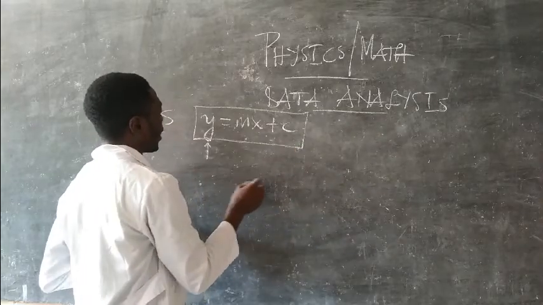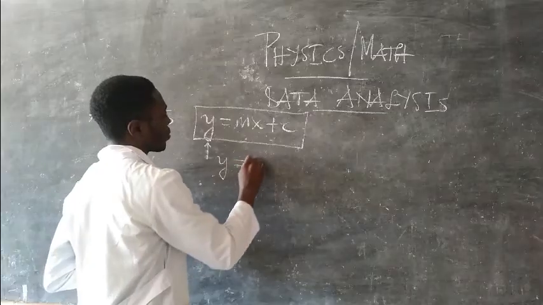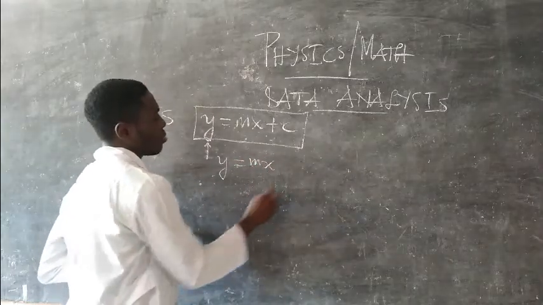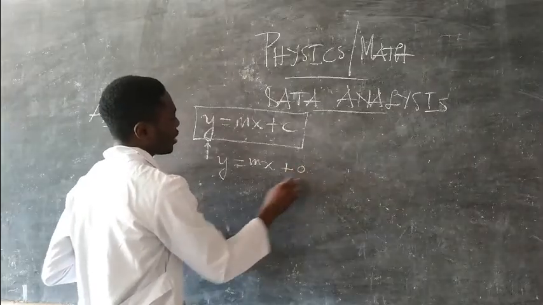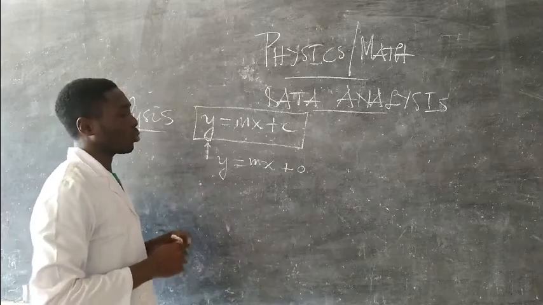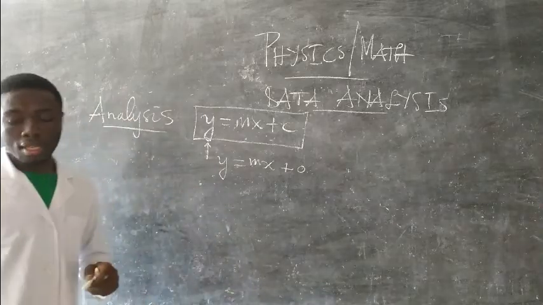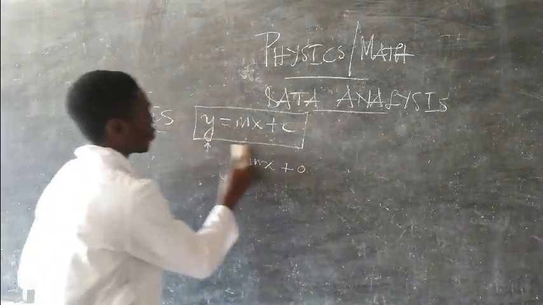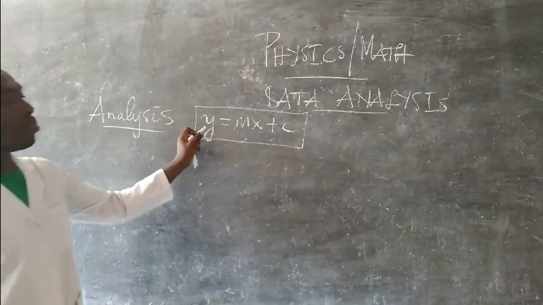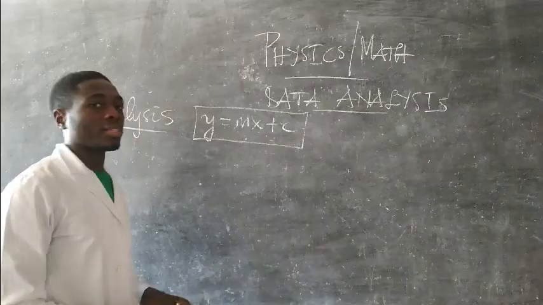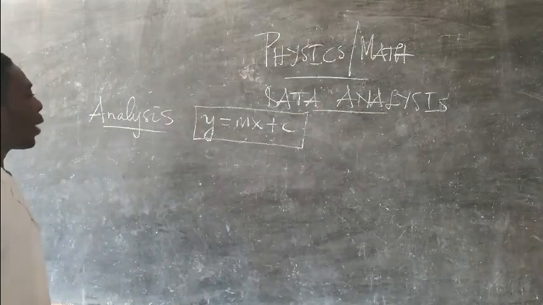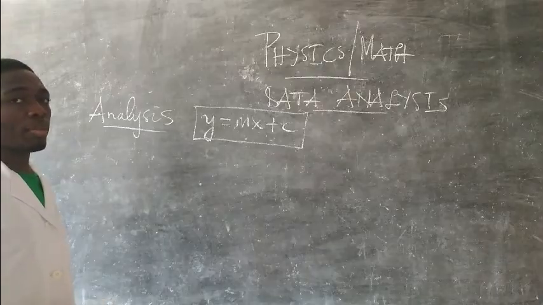Now, if you have an equation of the form y equal to mx, just like that, it means that c is actually 0. So this kind of graph goes through the origin. We are going to be seeing the different kinds of graphs. So our goal during analysis here is to make our equation be in the form y equal to mx plus c. So what is an example of an equation that we can have?